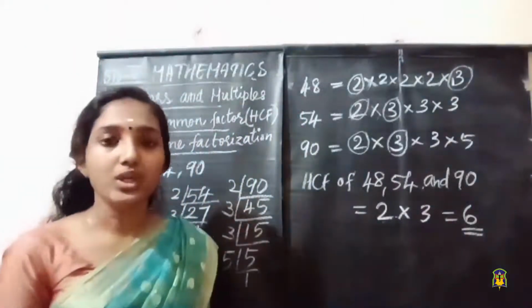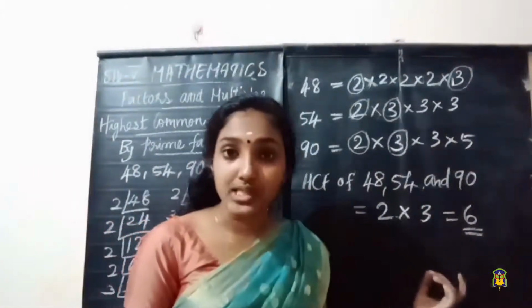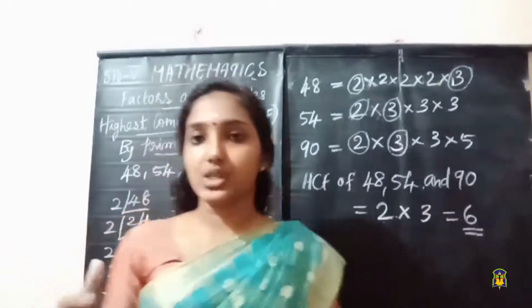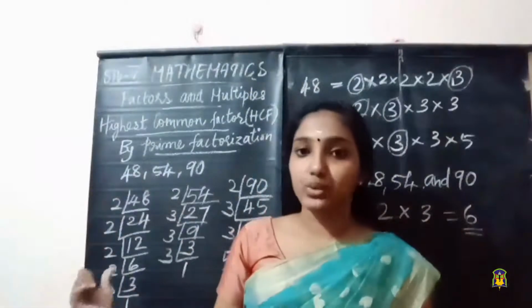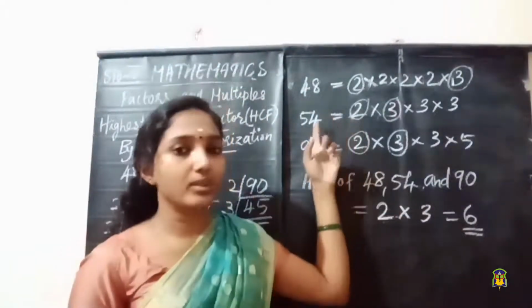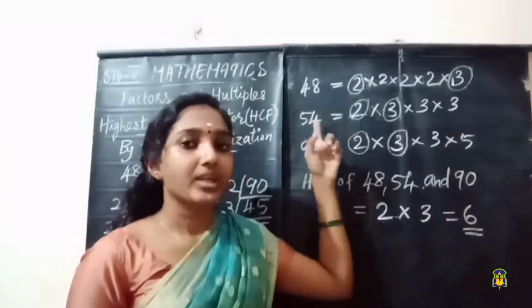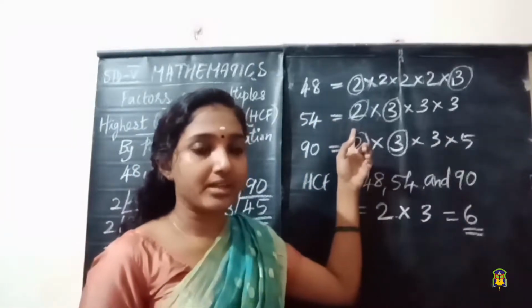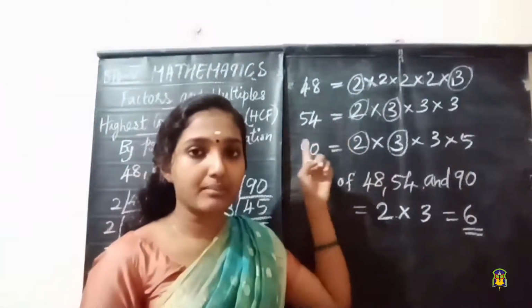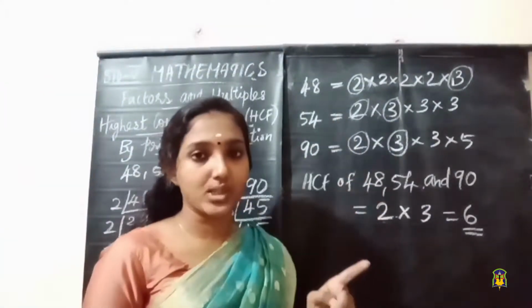So we studied how to find the HCF of the given numbers using the prime factorization method. First we do the prime factorization of the three numbers. Then we write the numbers as the product of prime numbers, and from that we find the HCF.